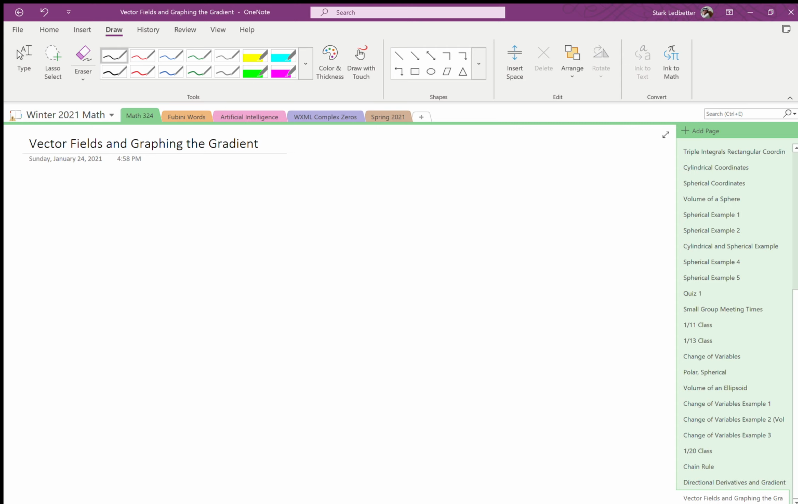Vector fields can be a way to represent what the gradient means. So let's look at the surface z equals x squared plus y squared. I actually like to think about this in polar or cylindrical coordinates. This is the surface z equals r squared. That helps convince me that this is a paraboloid.